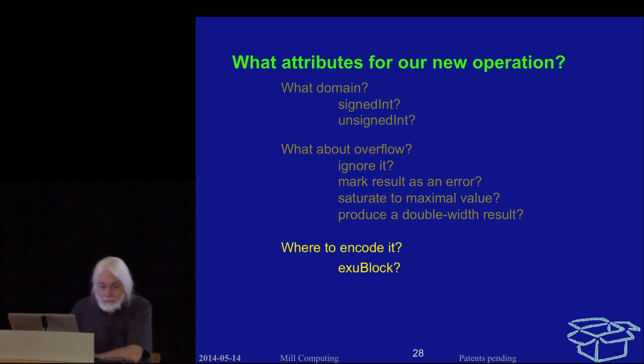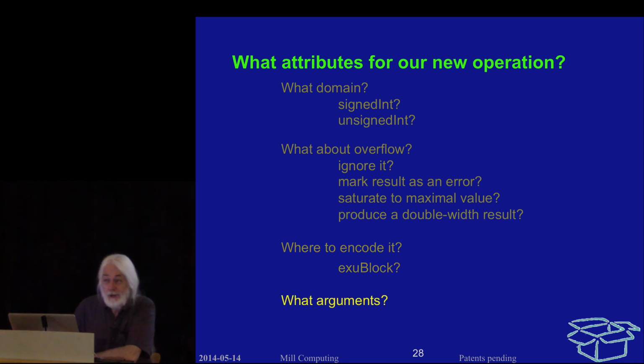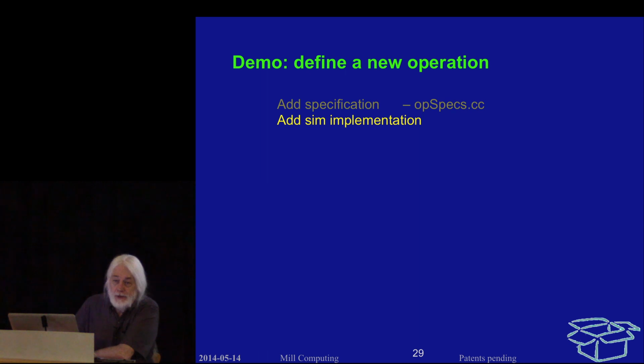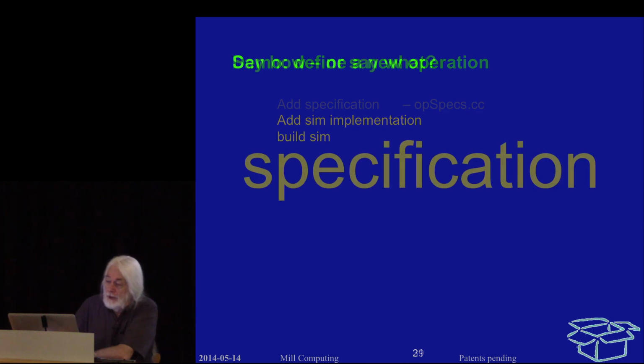Where to encode it? Well, in this case, we've got less of a choice. The adders are all reached from XU blocks, so if this operation is going to be using an adder, about the only possible choice is that it has to go in the XU block. And again, by its semantics, it's going to take in two arguments, so we don't really have much choice except XUarg, XUarg. We added the specification. We added the sim implementation. We are in the process of building the sim.